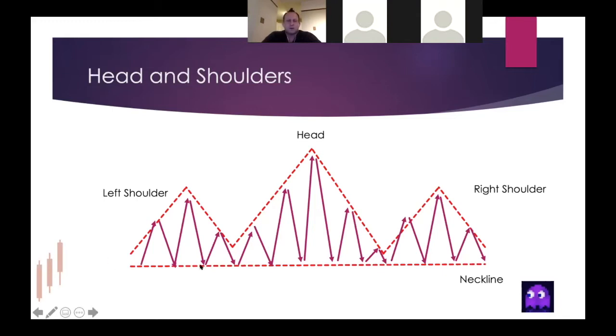Another thing I want to call your attention to is this neckline here, which means that the lower bound of the price action is roughly the same. Okay, and if we want to really get into detail about the left shoulder height versus the right shoulder height and how that affects things, we can do that analysis, but this is a really rudimentary introductory class and we don't have to get that technical right now.